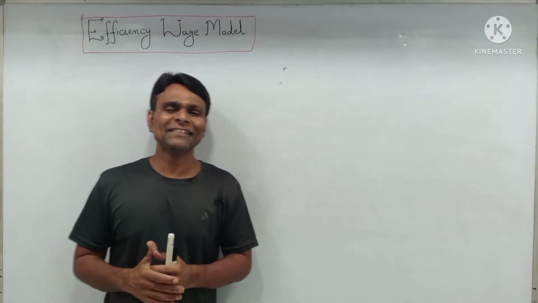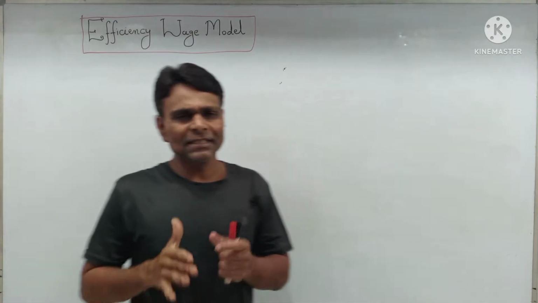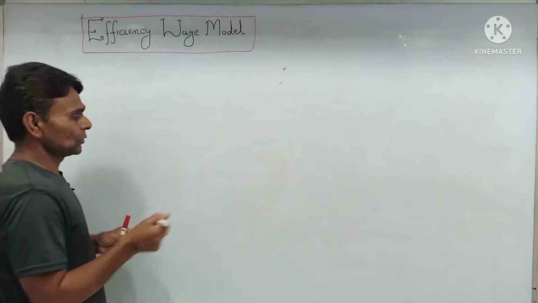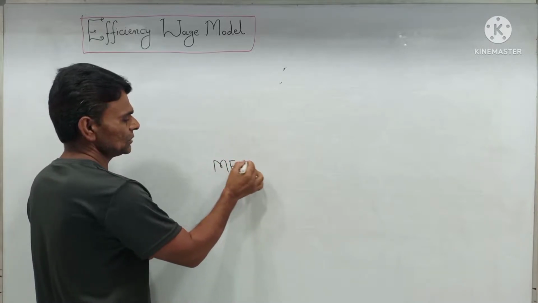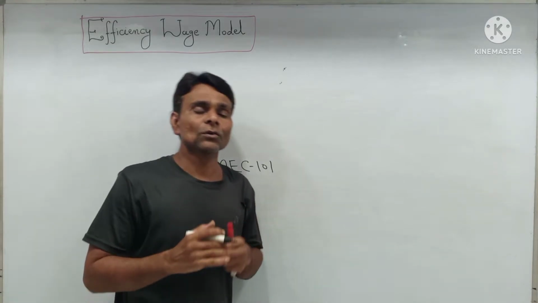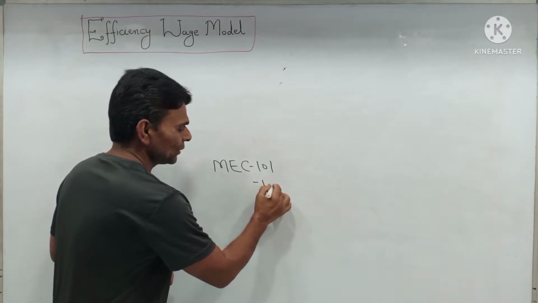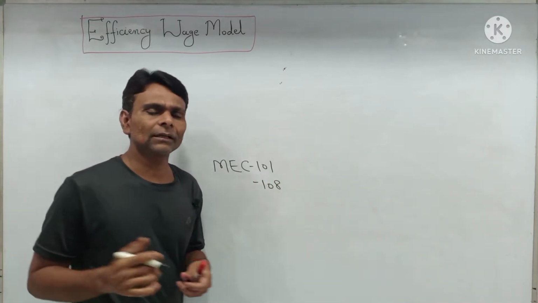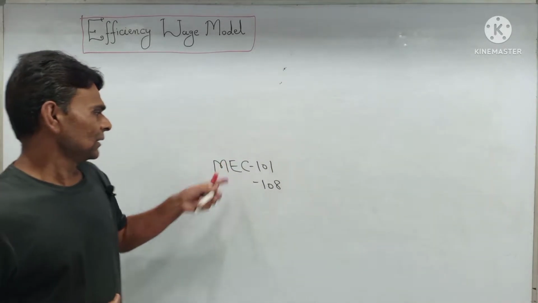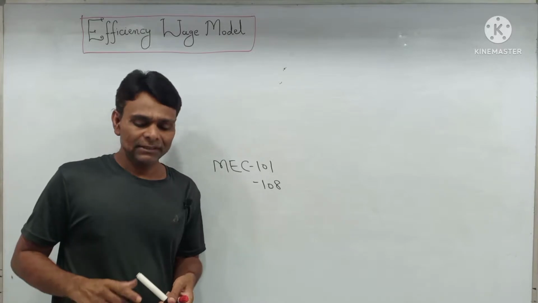Today's video, I will discuss the concept of the efficiency-based model. This is an examination question asked for course code MEC 101, titled Microeconomics Analysis. It was also asked in MEC 108, titled Economics of Social Sector and Environment. It carries 12 marks. IGNOU MA Economics, first year course code MEC 101, and second year course code MEC 108.